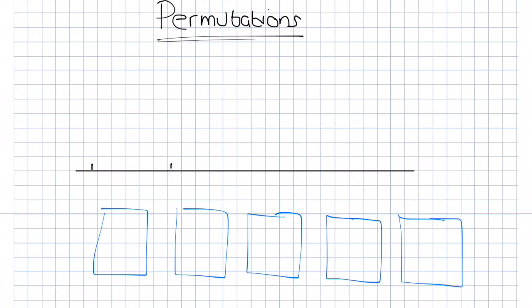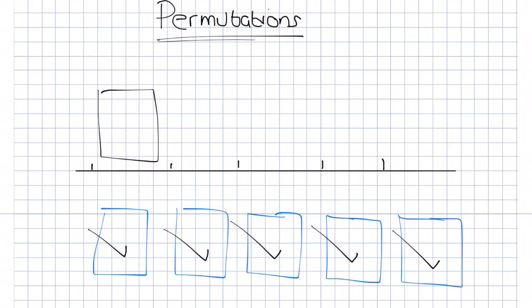So there are 5 sections on the shelf, and I have 5 books. How many books can I possibly choose to put in position number 1 on the shelf? Well, I could put this book in, I could put this book there, this one, or this one. Basically, there are 5 books that could go in that position.